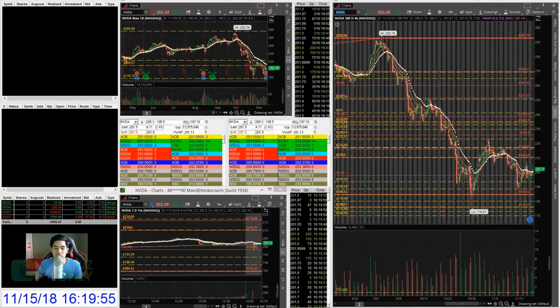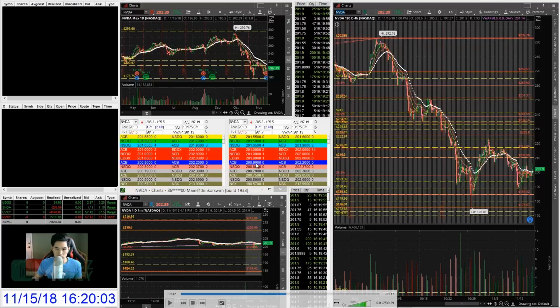About 5 seconds to earnings. Nvidia releases earnings at 4:20 Eastern Time. So again, what am I looking for, guys? I'm looking for the bids to drop off. Look at the level 2, okay?